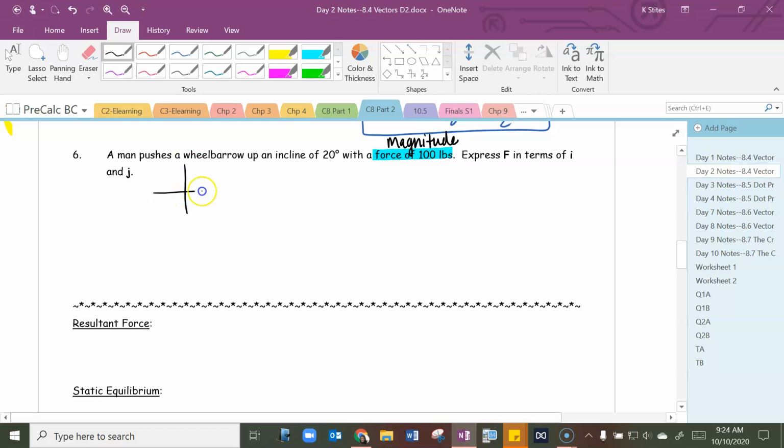Okay, so just to give you a little picture here, we've got a 20-degree incline. That's not actually 20 degrees, but we'll go with it. And our magnitude here is 100. When it says express F in terms of i and j, it's asking you for your x and your y components. So we're really doing the exact same thing here. So again, x is just your magnitude cosine theta, and your y is your magnitude sine theta. And this we will have to use our calculator for.